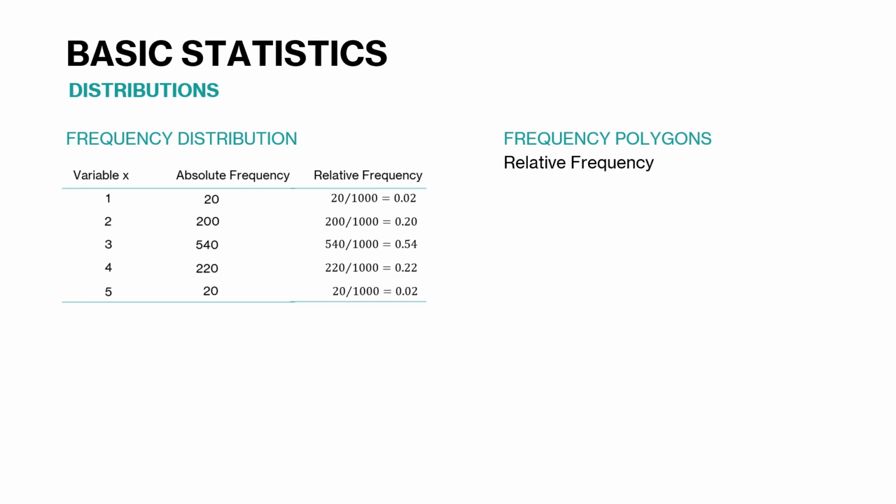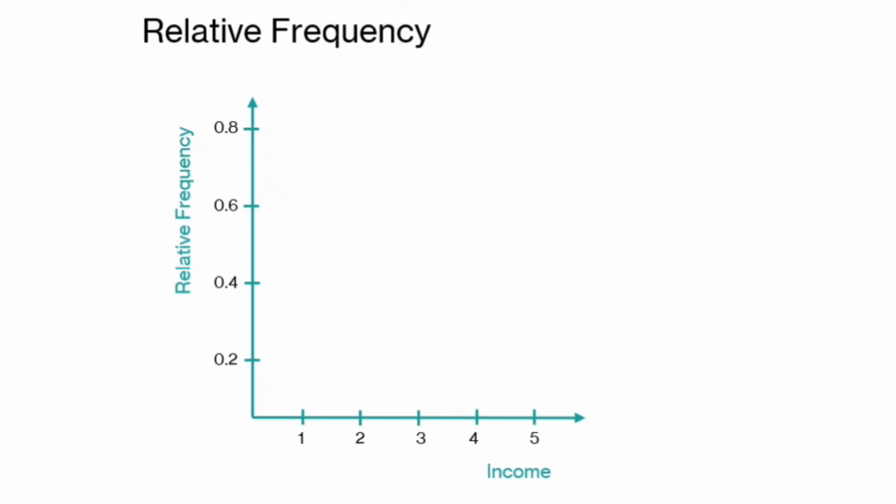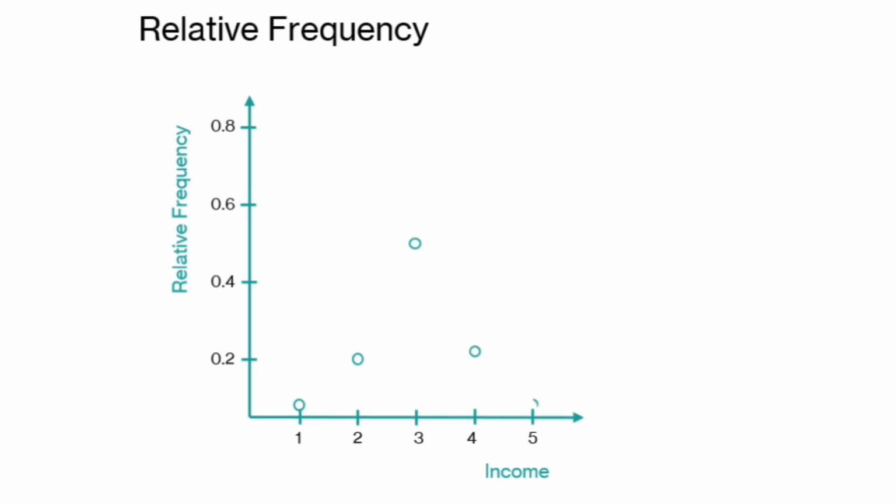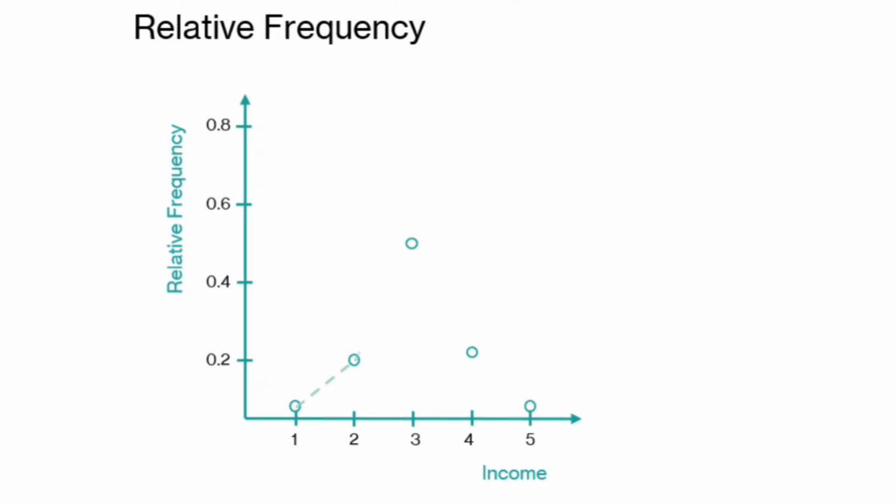Similarly, let's plot the relative frequency graph. We have the relative frequency values on the y-axis and income on the x-axis. For income 1, relative frequency is 0.02, income 2, 0.2. Plot the other points as well. Join them together and we get the frequency polygon for relative frequency.